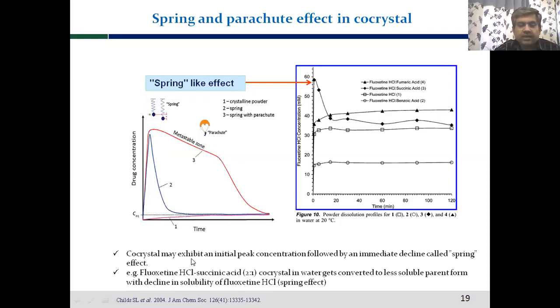So the co-crystals may exhibit an initial peak concentration followed by an immediate decline called as the spring effect. For example, here in the case of fluoxetine hydrochloride succinic acid, it is a 2:1 co-crystal. This particular curve, which we were referring earlier, in water, it gets converted to less soluble parent form with decline in solubility of fluoxetine hydrochloride, and this shows a clear spring effect.